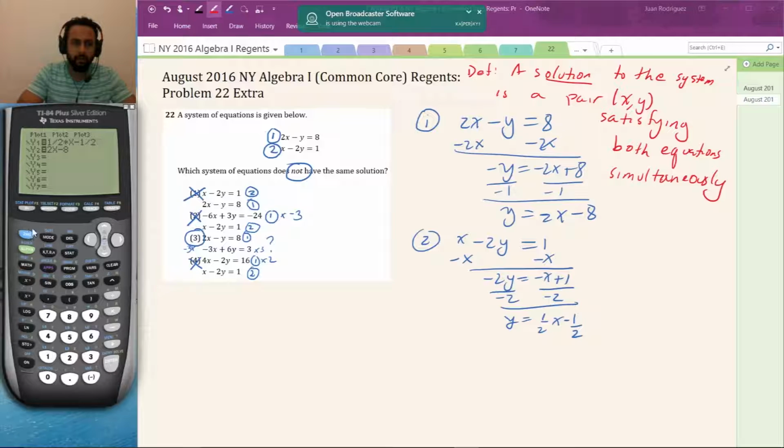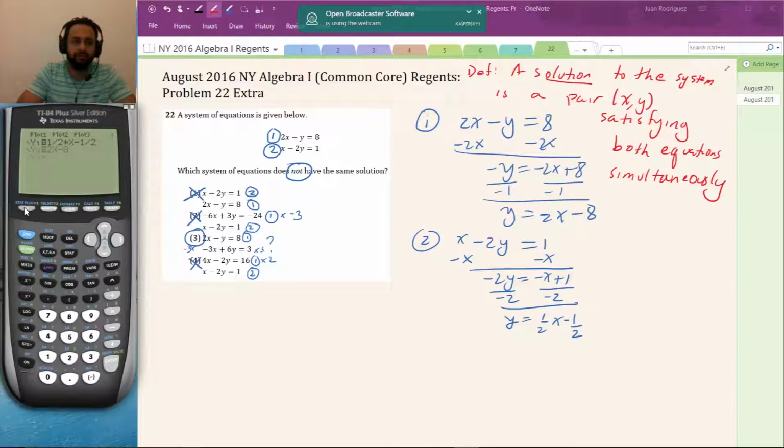Okay, and I'm going to do zoom standard. That's choice 6. And since a pair x, y satisfies both simultaneously, the pair x, y has to satisfy equation 1, which means it's on the graph of equation 1, and it has to satisfy equation 2, which means it's on the graph of equation 2. Since it's on both graphs, it has to be an intersection point, and in fact, there's only one intersection point right there. Okay, so that's the solution to this system.